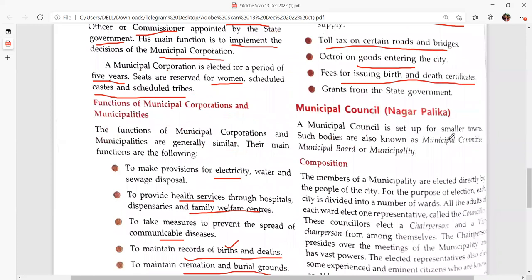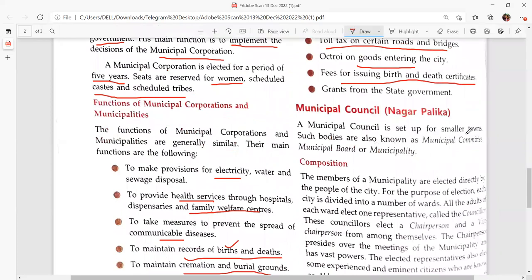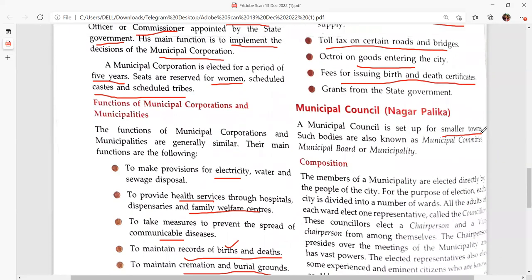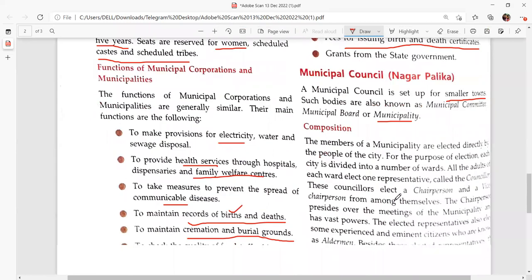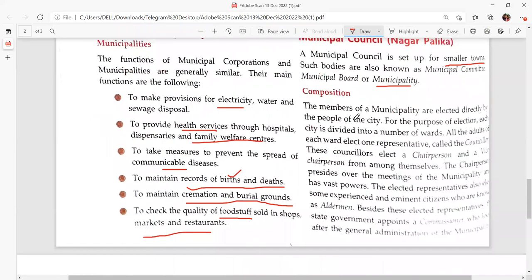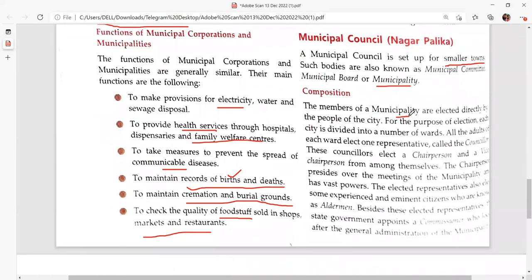Municipal council is set up in smaller towns which have a population of less than 1 lakh. Such bodies are known as municipal committee, municipal board, or municipality. The composition of the municipal council is that the members of the municipality are elected directly by the people of the city. Directly, as in the case of the municipal corporation, the municipal councillors are directly elected by the people of the city. Here also, in the municipality, the people directly elect their members.